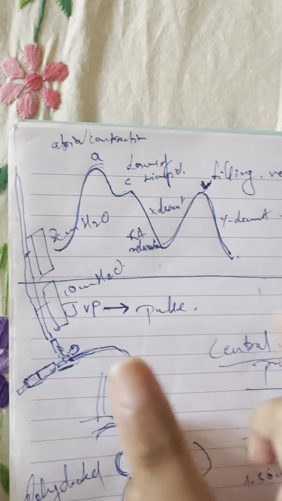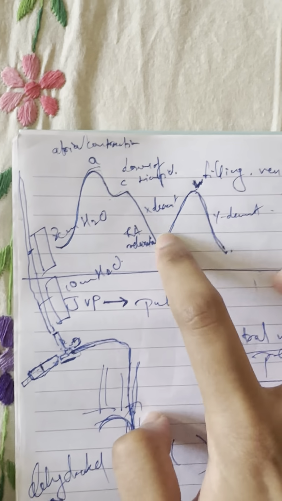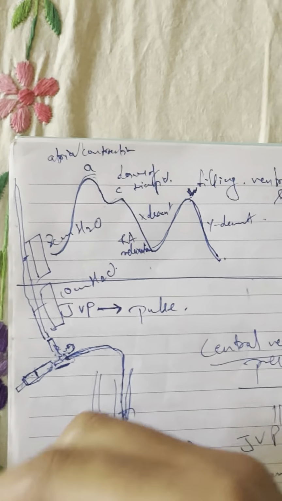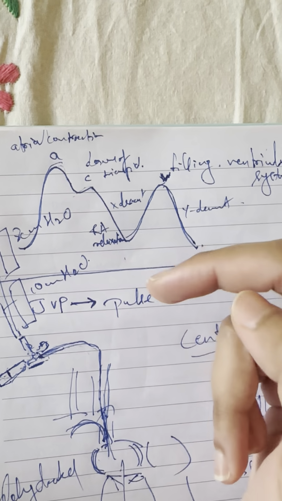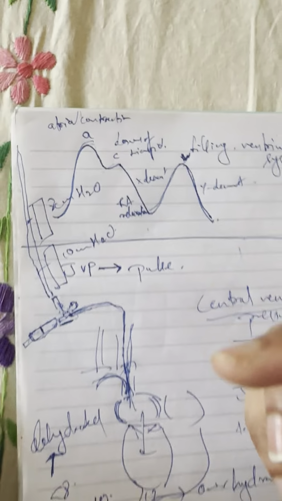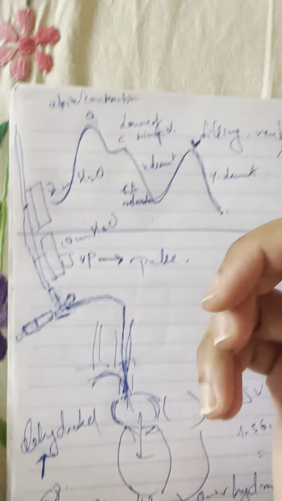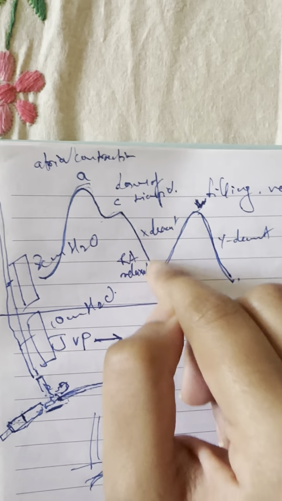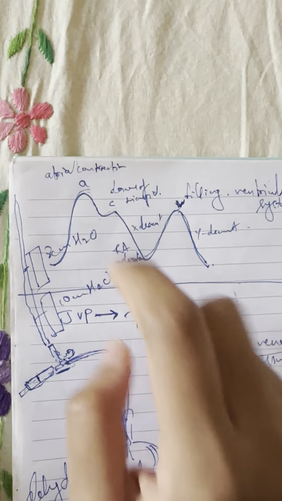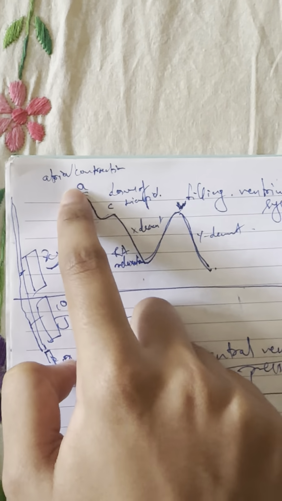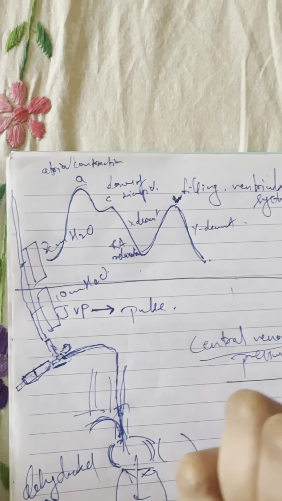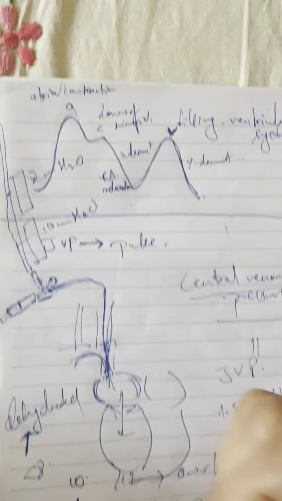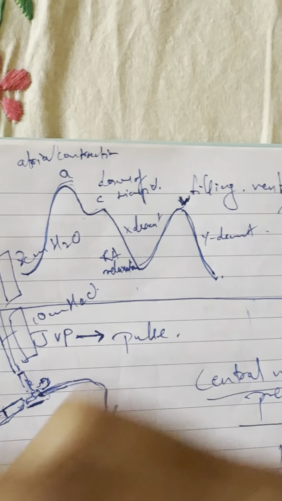On the other hand, we have 2 downstrokes, which are X descent and Y descent. Any kind of upstroke, that is A, C and V, is because of an increase in the right atrial pressure, which is reflected in the JVP. Why would there be an increase in the right atrium? There are 3 different causes for A, C and V. A is when there is an atrial contraction, which actually increases the pressure in the right atrium directly. That is the A wave, the A upstroke.